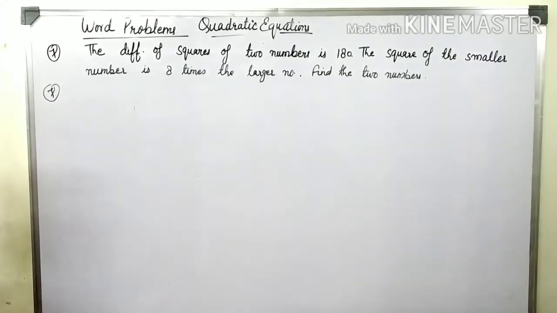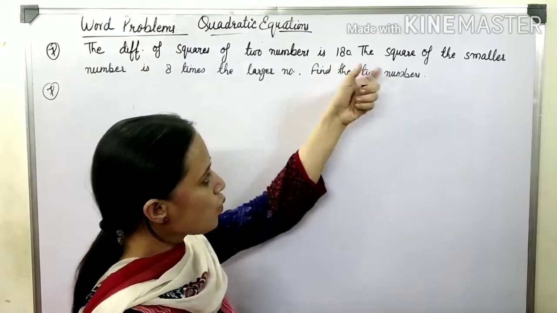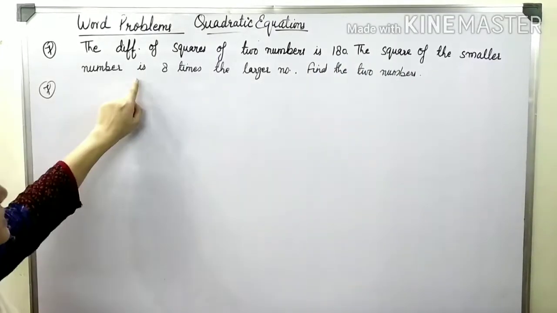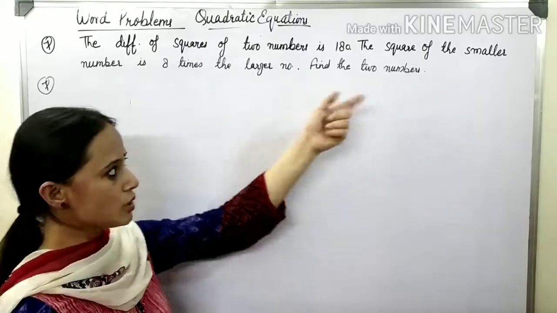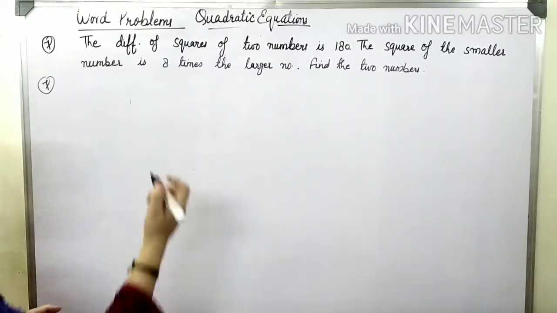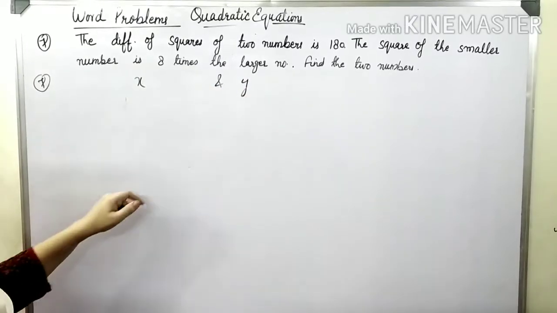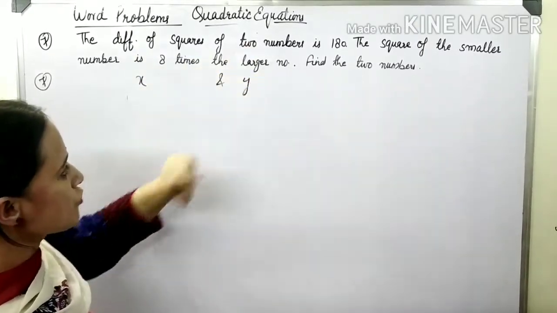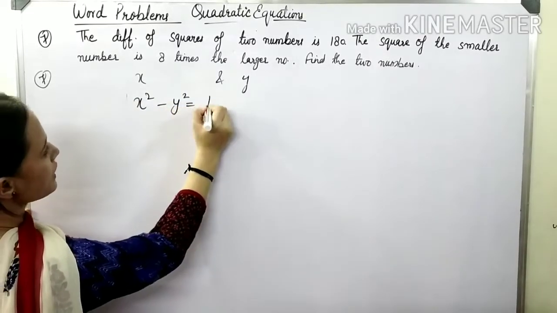Number 7: the difference of squares of two numbers is 180. The square of the smaller number is 8 times the larger number, and we have to find the two numbers. So let us take the numbers to be x and y. Please write the language. It is given that the difference of squares of two numbers, so x square minus y square is 180.